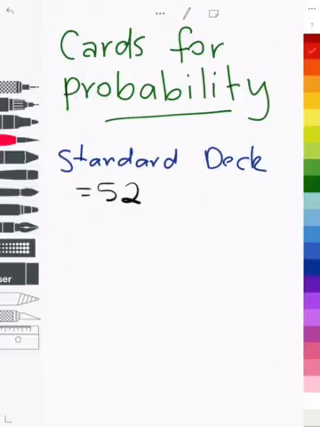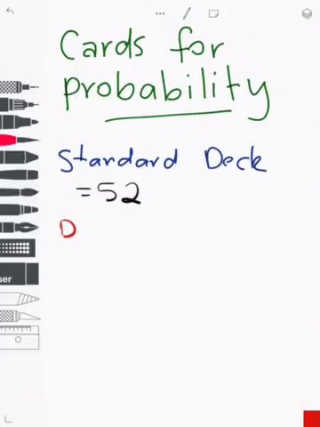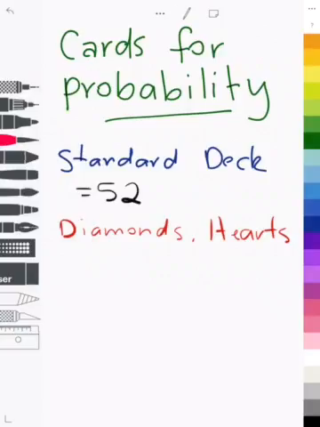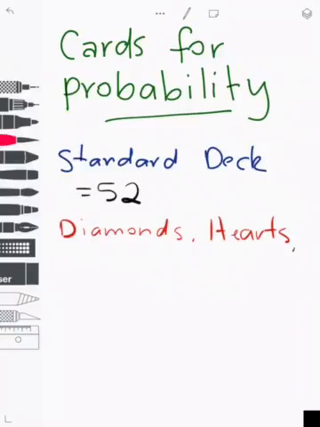Now, the first category of cards is your diamonds, and your diamonds are red cards. The second category is your hearts, and your hearts, again, are red cards as well. Your third category of cards is spades, and your spades are black cards. And your last and final category of cards is clubs. So you have 4 suits or 4 categories of cards.